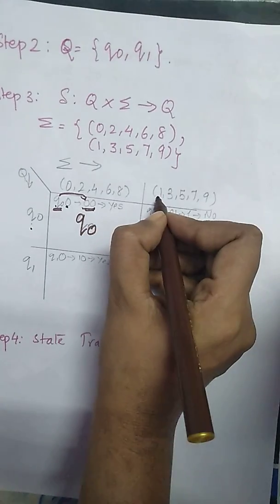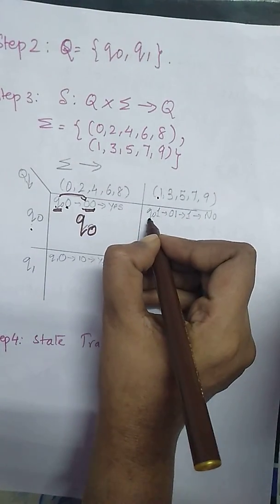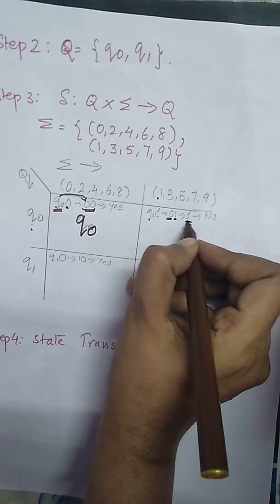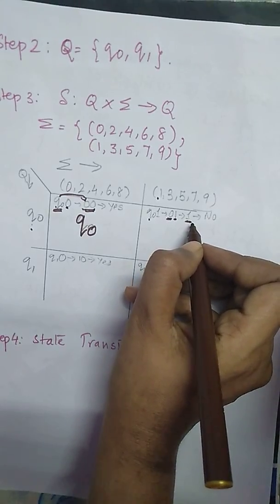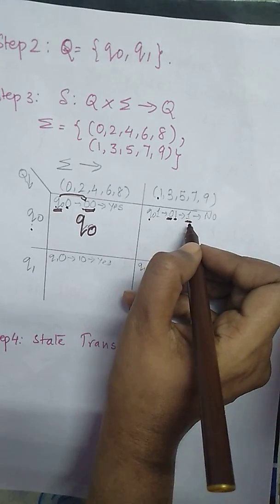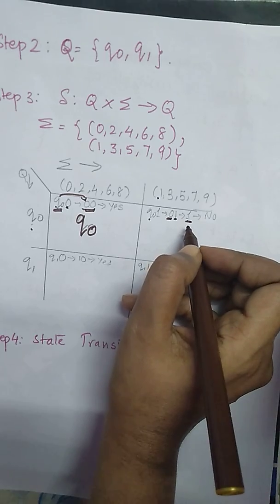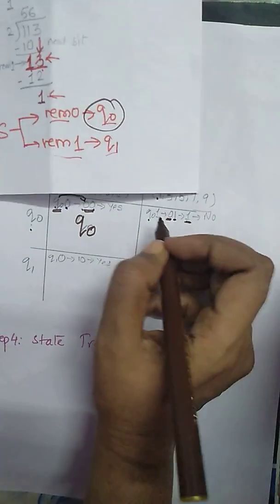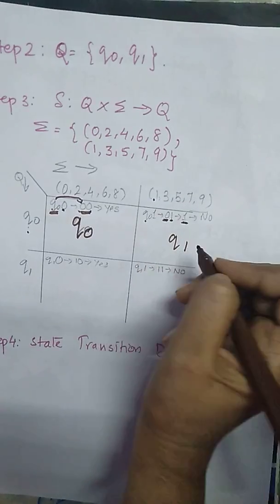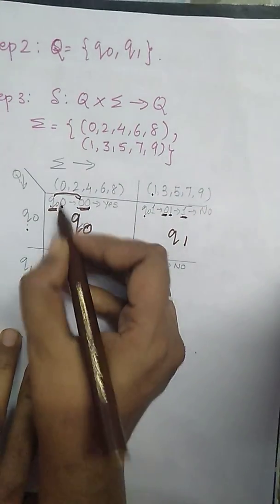Now Q0 with the next bit as 1. Q0 represents remainder 0 with the next bit as 1, which produces the number 1. Number 1 is not divisible. Not divisible means remainder 1 in the case of divisibility by 2, and that is indicated by which state? The remainder 1 is represented by the Q1 state. So what are we going to write? Q1 state.